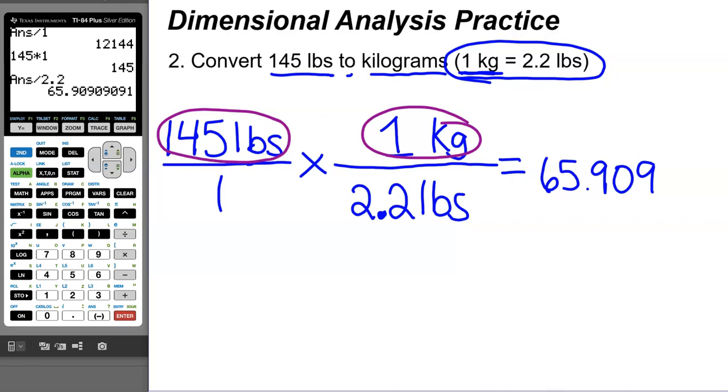Let's do our units first. Pounds is in the denominator and in the numerator, so those are going to cancel out. So our final unit will be kilograms. So that's what we end up with.